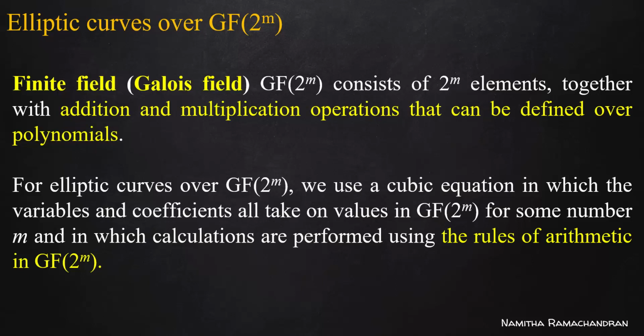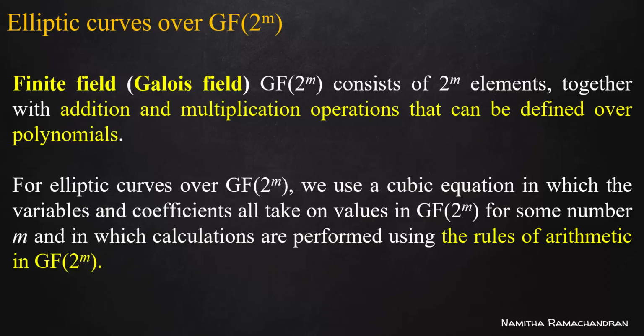Hi everyone, in this video we will discuss elliptic curves over a Galois field with a set of numbers in the form 2 to the power m. That means we are considering binary numbers here, because the base is 2. And this Galois field we can also call a finite field.